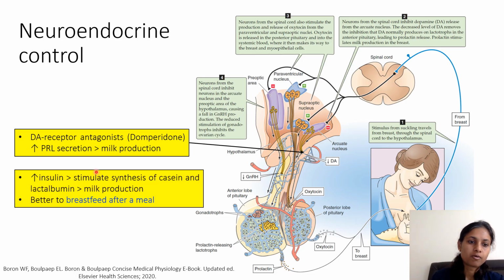Another important point is that there is also an increase in insulin, which stimulates synthesis of the milk proteins casein and lactalbumin, and also milk production. So it is beneficial to breastfeed after a meal. You tell mothers to eat preferably before they breastfeed.